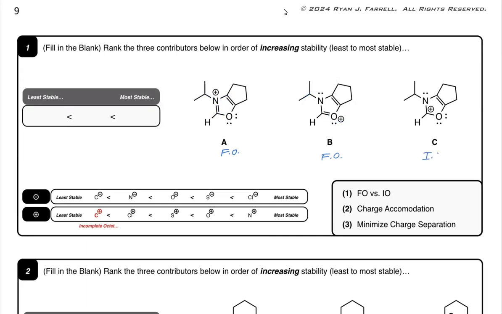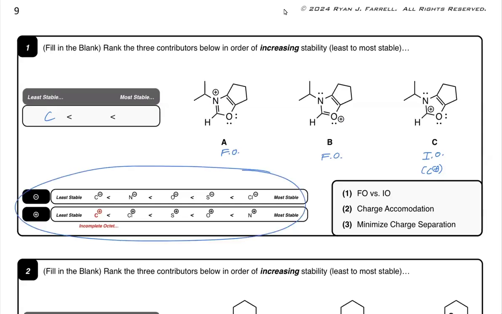But C is incomplete octet because we have a carbon of positive charge. All carbons of positive charge will be incomplete octet. So that's automatically the least stable. C is the least stable. Now that A and B have the same octet status, we'd move on to our second level of consideration, which is charge accommodation. That is to say, how well do they stabilize the charge?